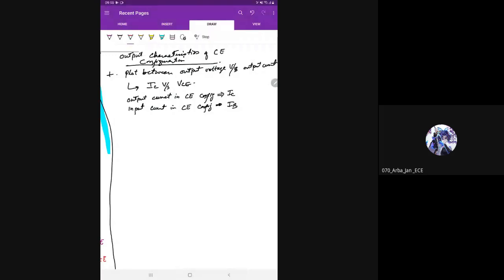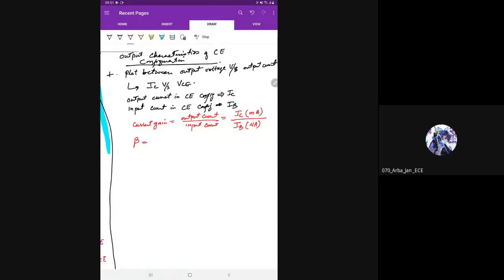What will then be the current gain? Current gain is equal to output current divided by input current. What is the output current here? It is equal to IC. What is the magnitude of IC? It is in milliamperes. What is the input current? Input current in common emitter configuration is IB, and the magnitude of IB is in microamperes.